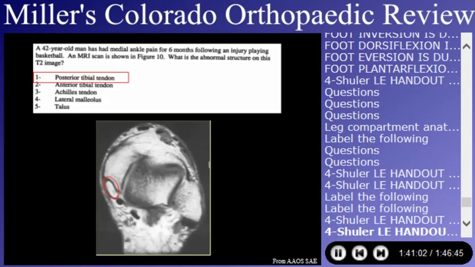Key testable item, and what's abnormal on this right here? 42-year-old man, medial-sided knee pain, 6 months, playing basketball. Abnormal structure is the posterior tibial tendon.